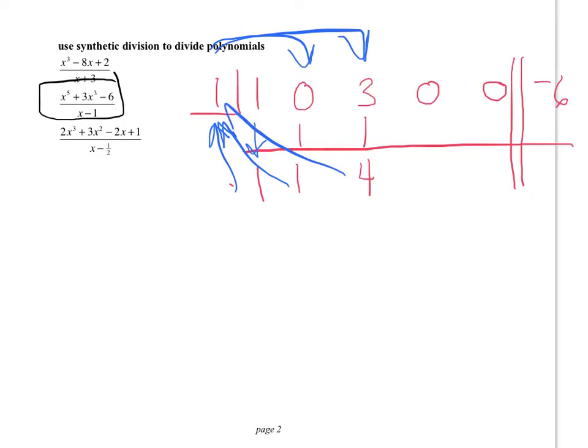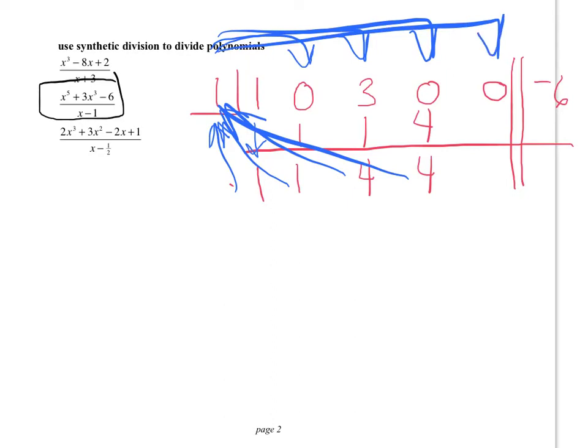Repeat. 4 times 1 is 4. We add that, and get 4. One more time, repeat. 4 times 1 is 4, add that to 0, and we get 4. Last time, 4 times 1 is 4, add that to negative 6, and we get negative 2.